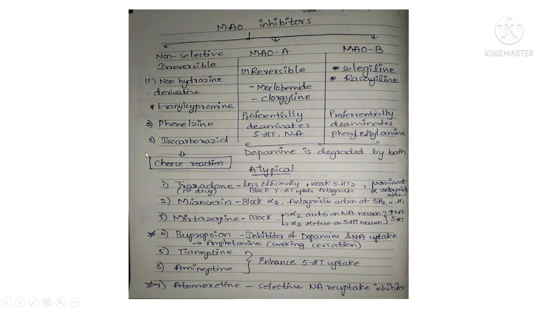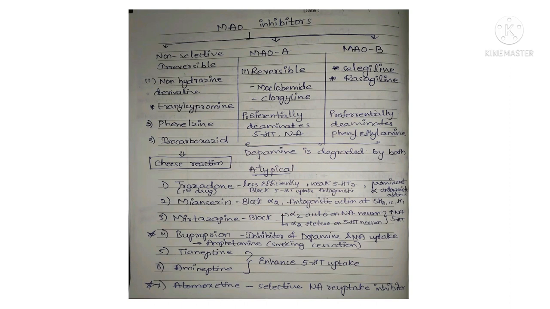And the most important adverse effect with the non-selective MAO inhibitors is the cheese reaction. A cheese reaction is this: whenever we consume certain varieties of cheese, wines, pickles, or yeast extract, they normally contain large amounts of tyramine and dopa. These tyramine and dopa are useful for the synthesis of norepinephrine and serotonin.